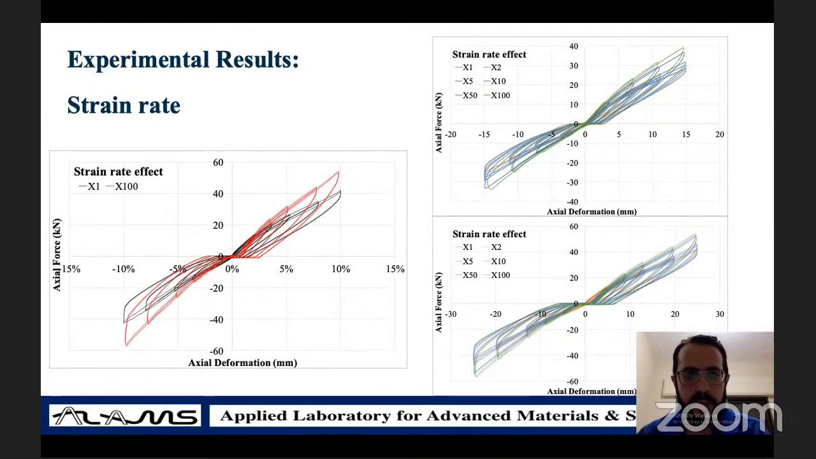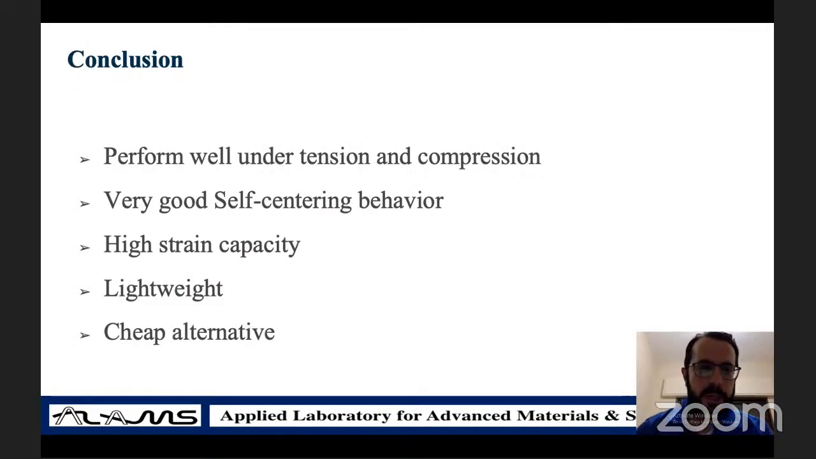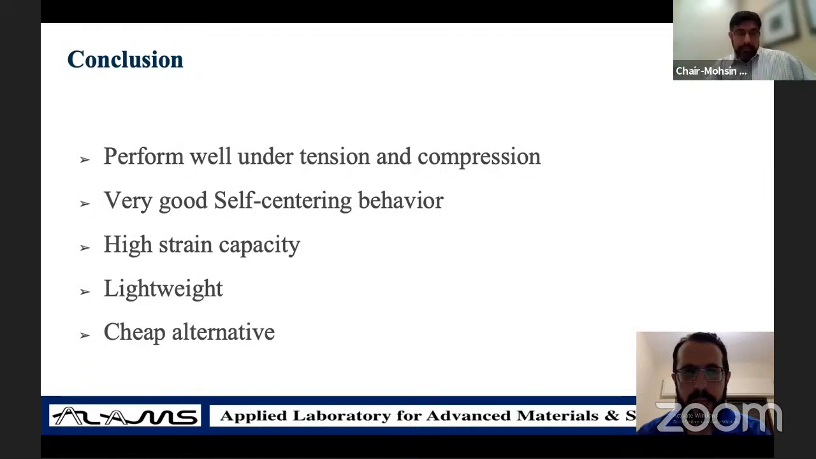relatively small. So in conclusion, the system, as we have seen, performs well under tension and compression. It has a very good self-centering behavior. It also has some high strain capacity. Compared to other materials, this is actually very high. Some other materials like shape memory alloys can take 6 to 8% before they actually yield. So reaching 10% is actually high.